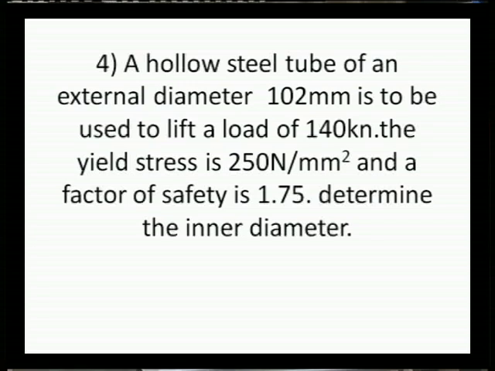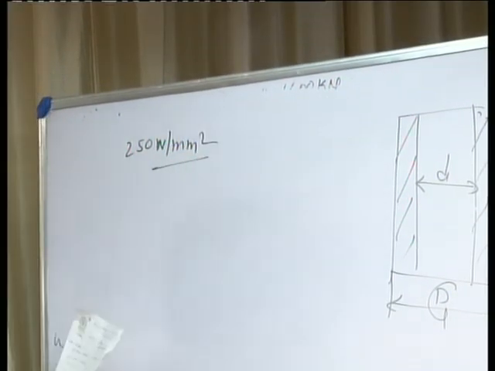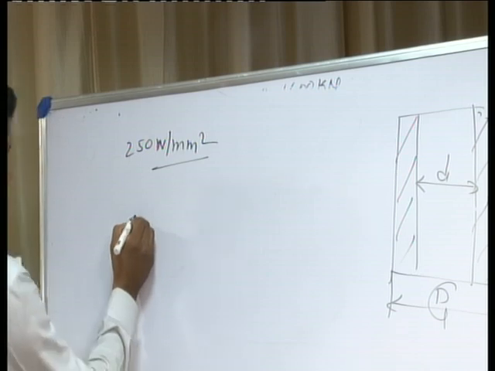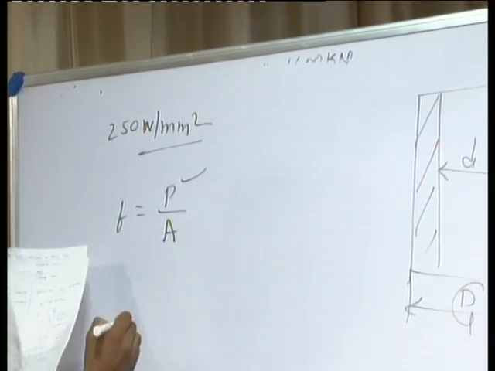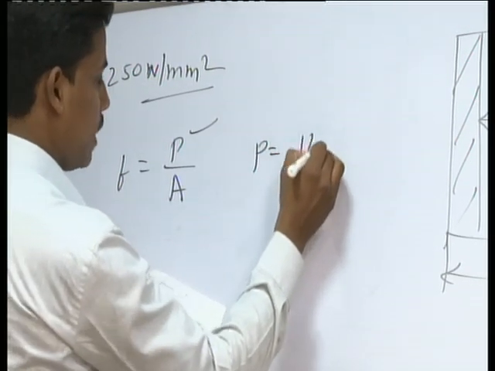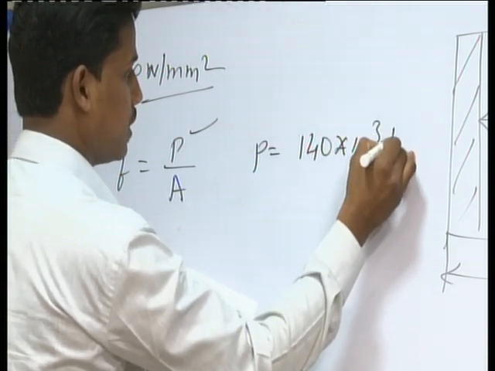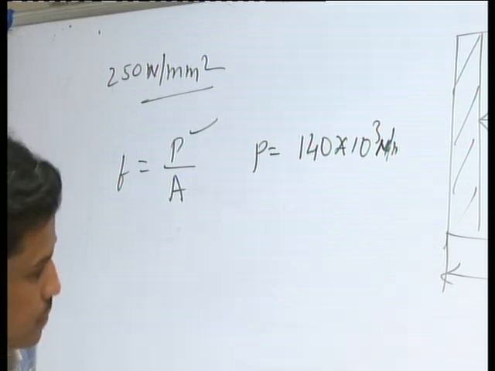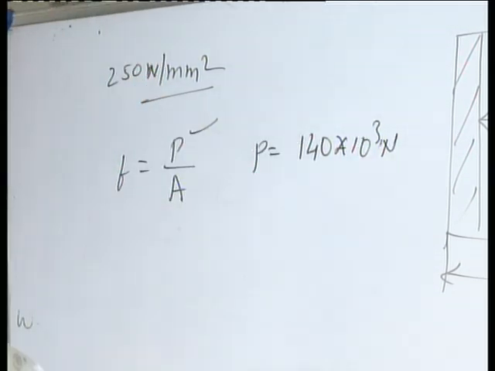We can directly use the working stress, which is given as 250 Newton per millimeter square. If we use F is equal to load by area, we know the load here. Load P is equal to 140 into 10 to the power of 3 Newton.